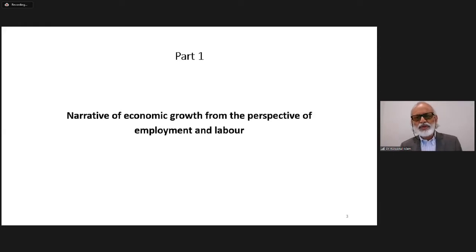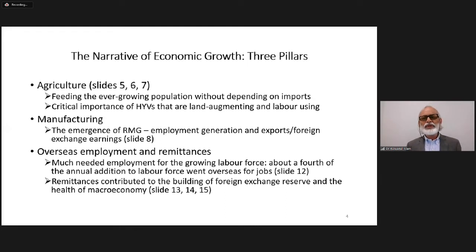First, the narrative of economic growth from the perspective of employment and labor. There, I point out three important pillars of economic growth in Bangladesh over the last 50 years. First, agriculture, and in agriculture, the particular importance of high-yielding varieties of seeds in the growing of food grains. And that I present in slides 5, 6, and 7. I refer to these slides because there are so many slides that I will not be able to go into the details of each of them. So I will basically make a few statements based on these slides. And my hope is that those who are interested may be able to look at the slides in detail later.